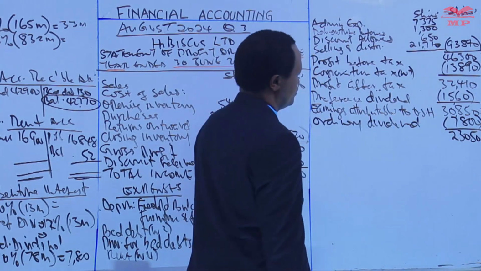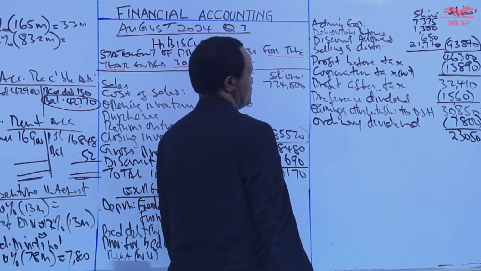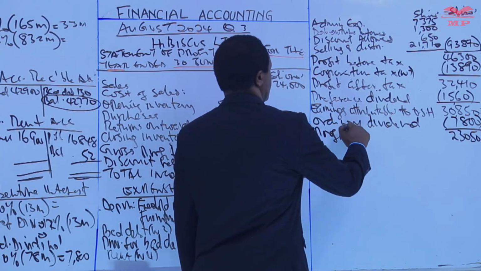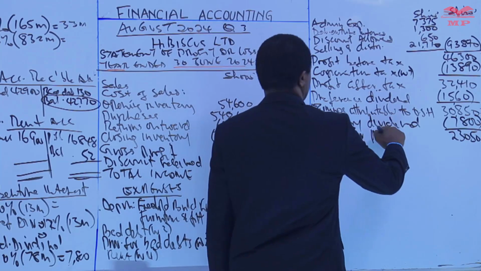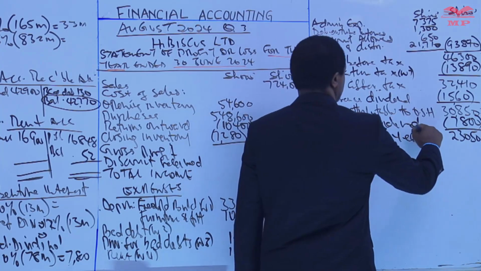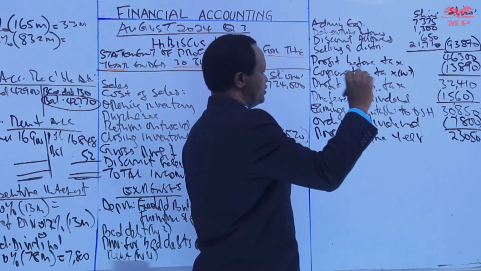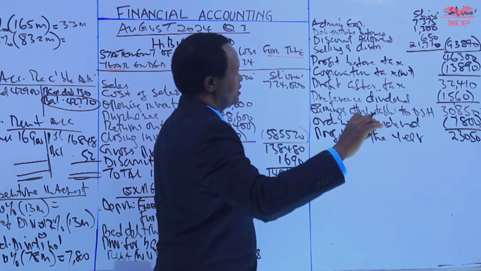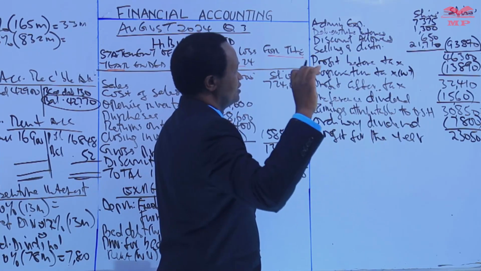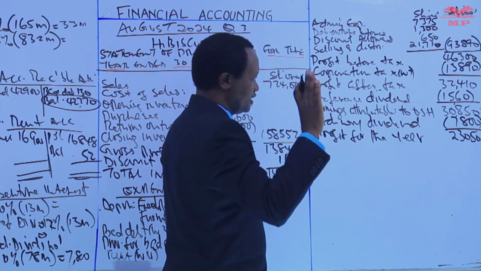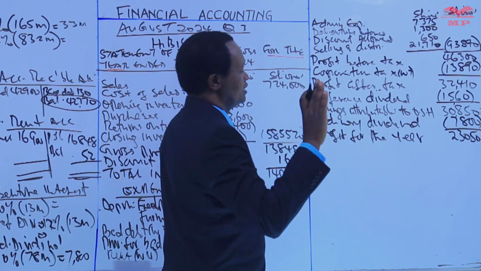Now 23,050, that is the profit for the year. During this year, after paying ordinary dividend, preference shares, corporation tax, expenses, and the rest, the profit for the year is 23,050.